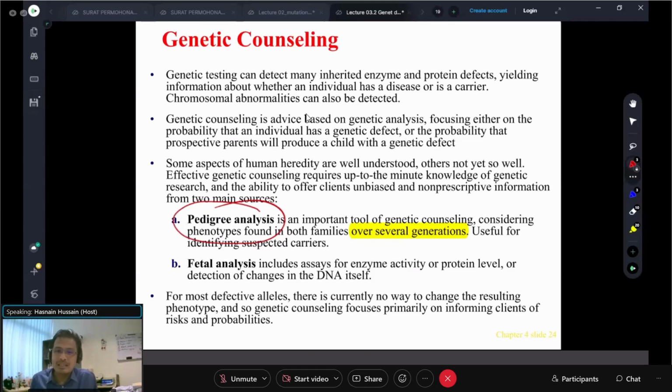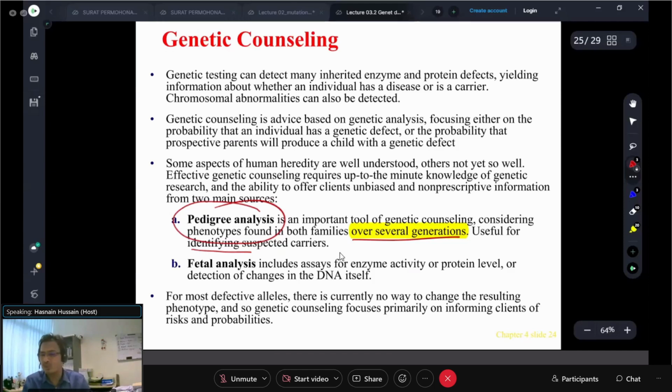So that is done by pedigree analysis, and usually this is done based on several generations of history. Usually it is done to identify suspected carriers. So it's not so much determining what's going to happen, but just finding out if there is a possibility that a certain person is a carrier for the disease, although that person is a normal individual.